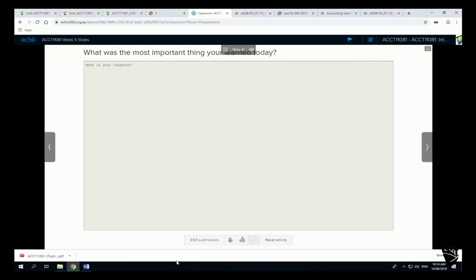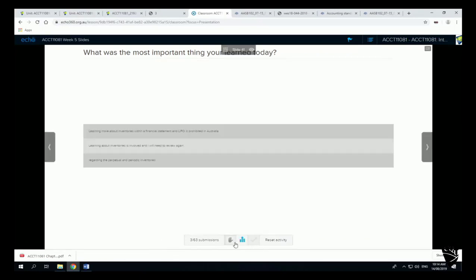All right, let's go to the minute paper. I've only got 3. What was the most important thing we learned today? So learning more about inventories within a financial statement, and that LIFO is prohibited in Australia. Learning about inventories is involved, and I will need to review it again. Now, that's very good.